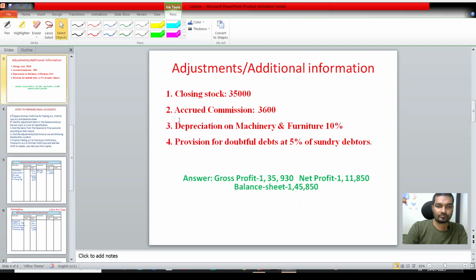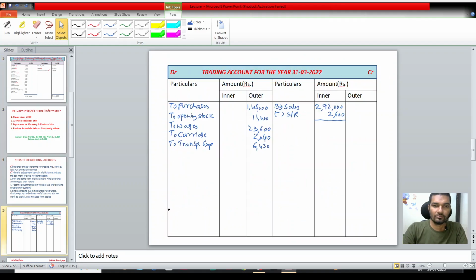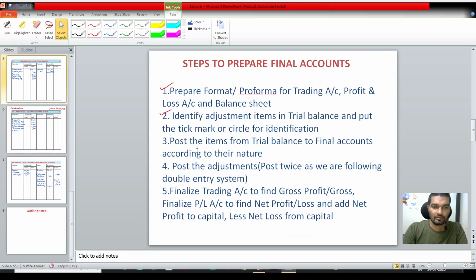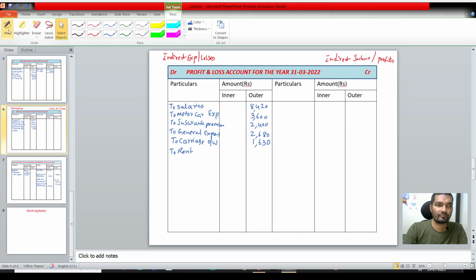Next one, rent and taxes. Here, sometimes factory rent is given, we have to show it on the trading account debit side. If office rent is given, we have to show it on the P&L account debit side. If nothing is mentioned, we directly show it on the P&L account debit side. So P&L account debit side, to rent and tax, the amount of rent and tax 3600 rupees.